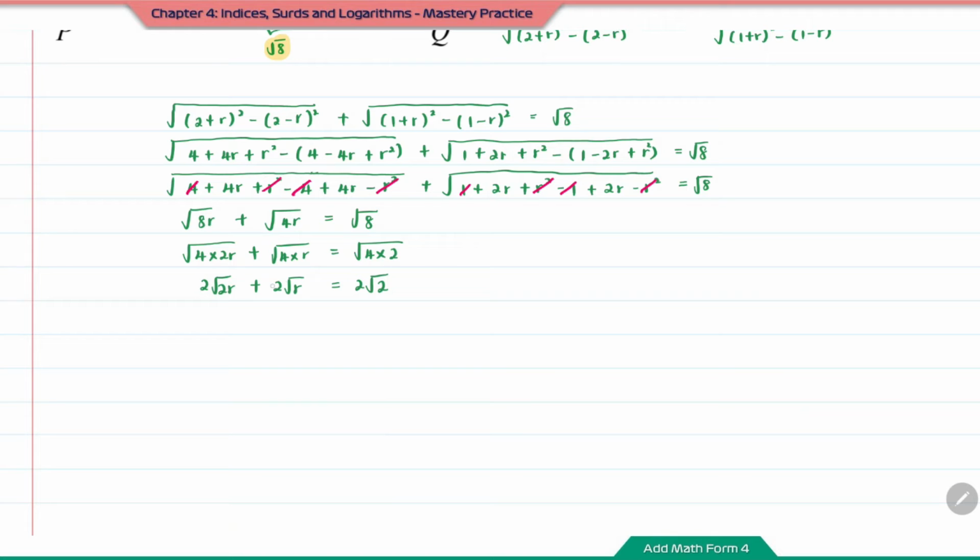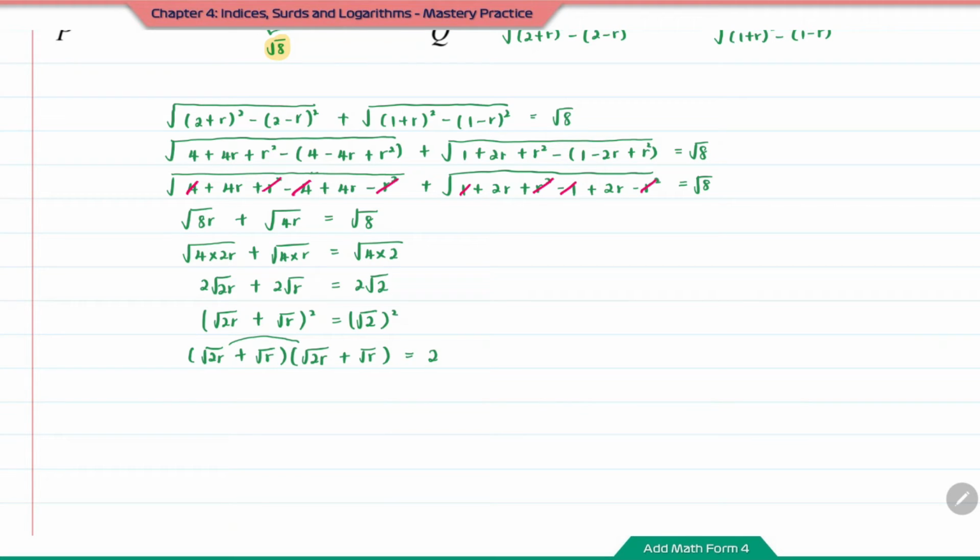So next, I'm going to divide every term by number 2. Therefore, you're going to get square root of 2r plus square root of r equal to the square root of 2. Next, I'm going to square both sides. So on the left hand side here, you're going to get square root of 2r plus square root of r times square root of 2r plus square root of r. And on the right hand side, when you have square root of 2 times square root of 2, you will get number 2. So on the left hand side, you just do the expansions.